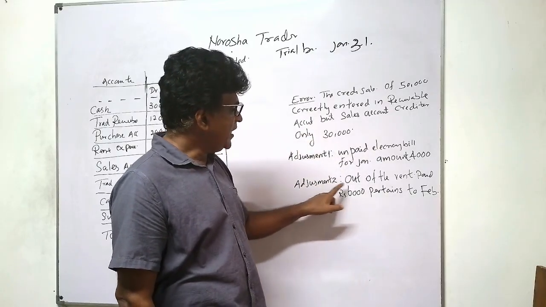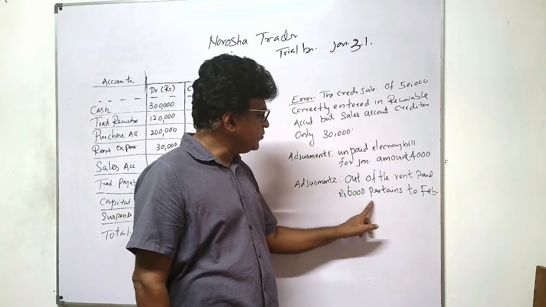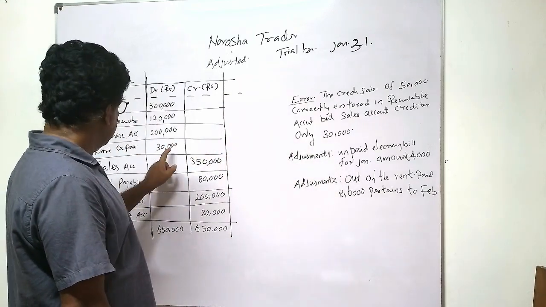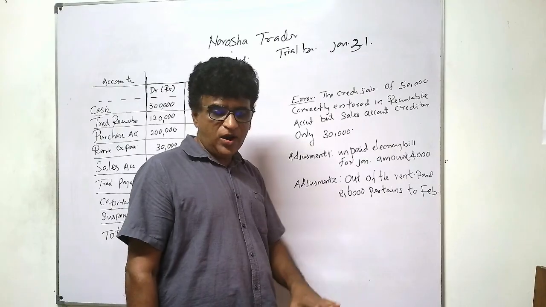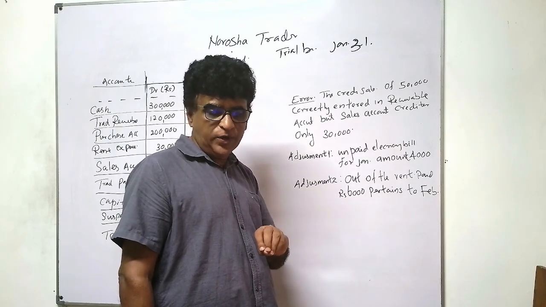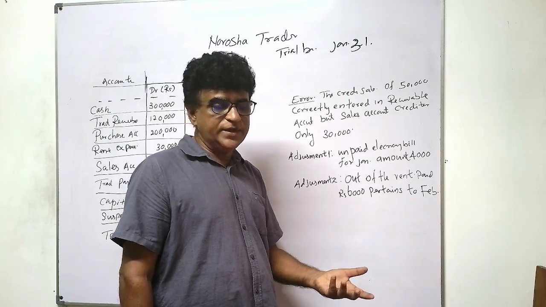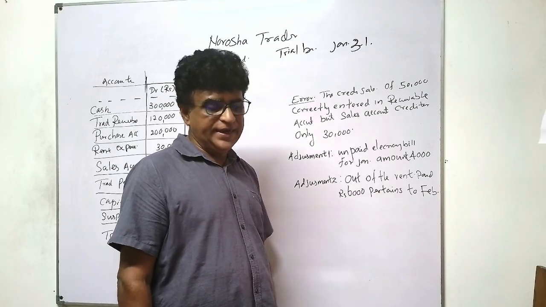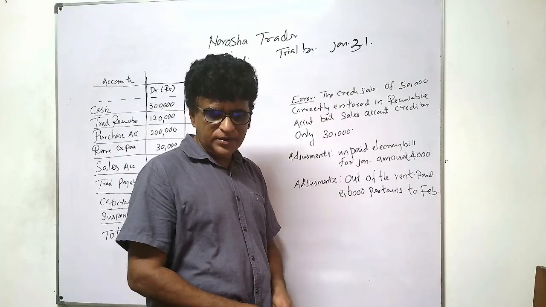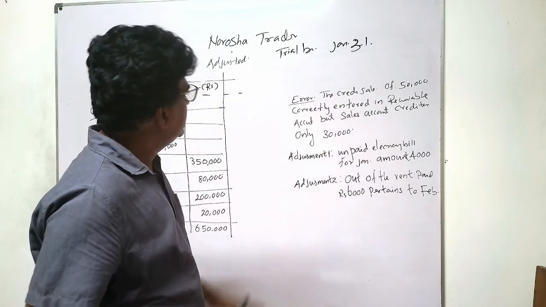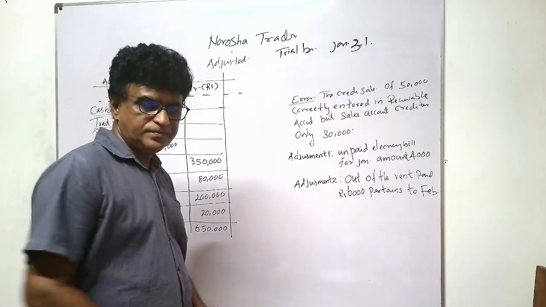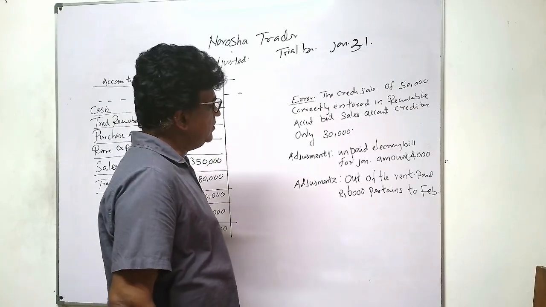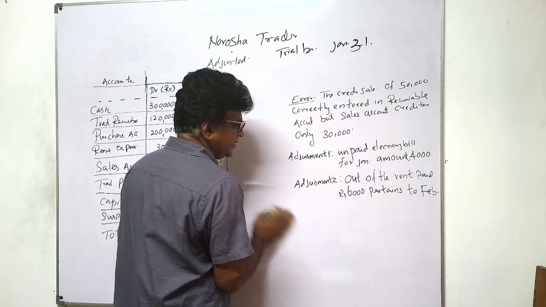Adjustment 2: out of the rent paid, rupees 6,000 pertains to February. We have paid 30,000 rupees as the rent, but only 24,000 rupees is applicable for January. The balance 6,000 rupees is supposed to go to the next month, that means the February month. Right. Note this down. Pause the video, take a screenshot or write it down and read again.